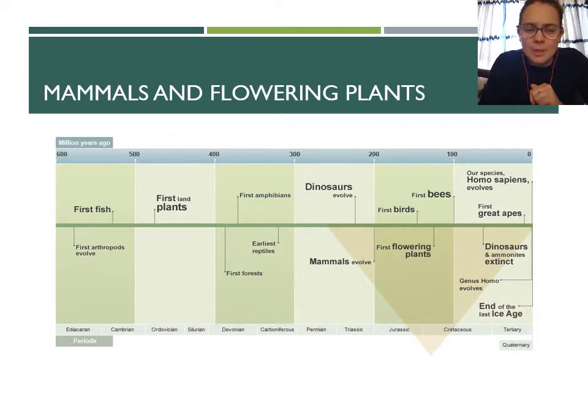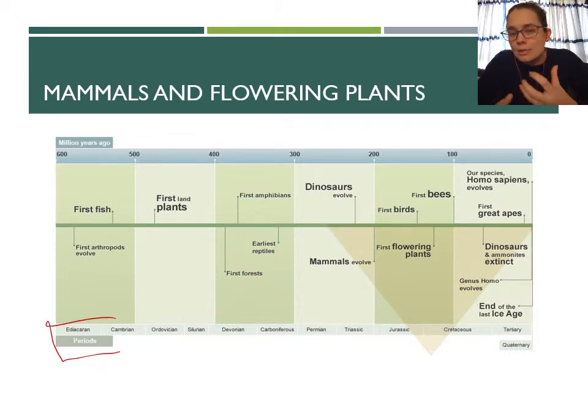Down the bottom here we have different periods of time, and you'll notice that they're given names. So there's the Cambrian period, the Devonian period, all the way through to Jurassic, which should sound very familiar to you guys with Jurassic Park. And we're talking about the different life forms that were found during these periods of time.